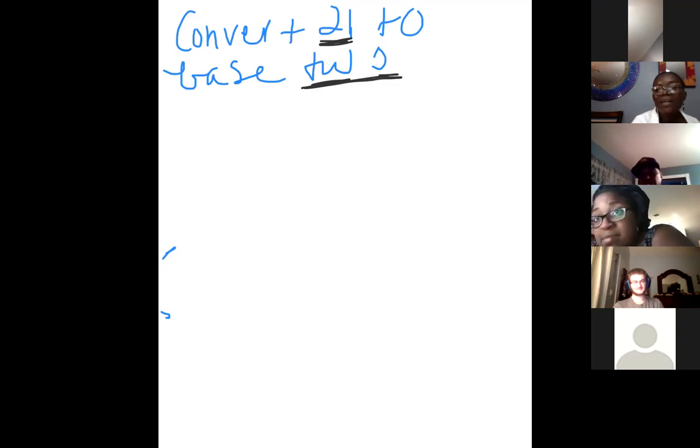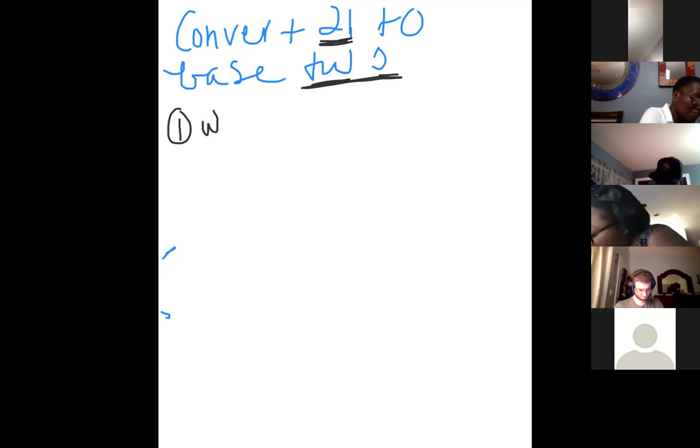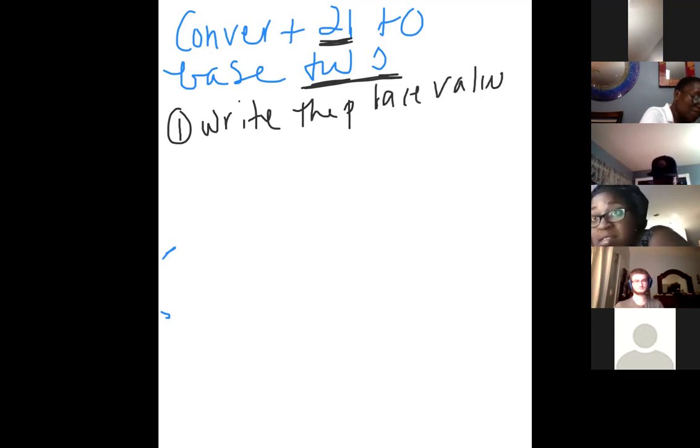Okay. So, guys, here we go. So first thing we're going to do, we're going to write the place values. Number one, write the place values for base 2. Now, we start off with 2 to the 0 power, which is equal to 1. 2 to the first power, which is equal to 2.